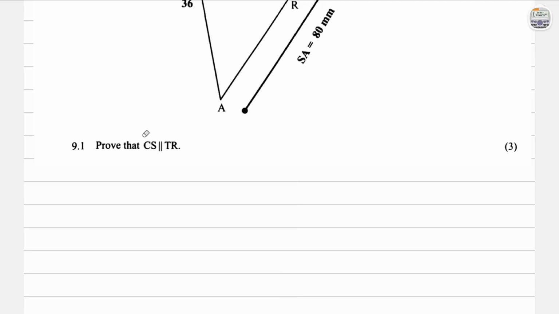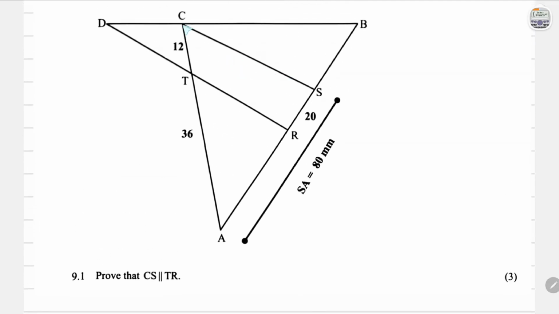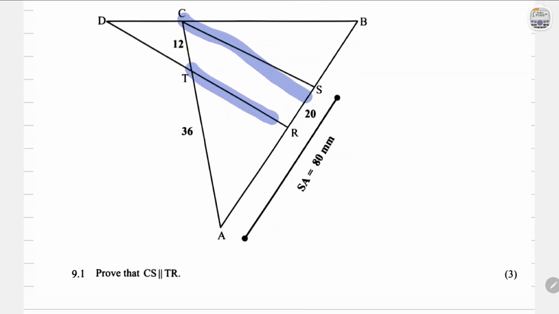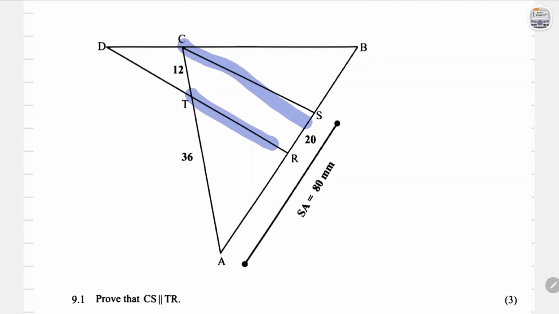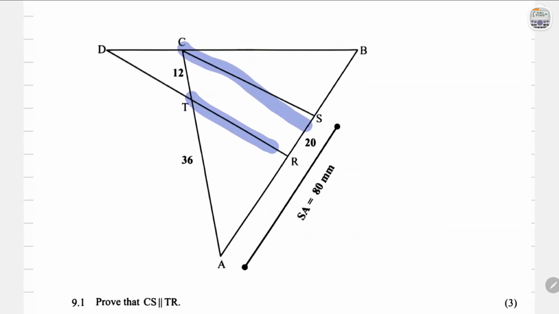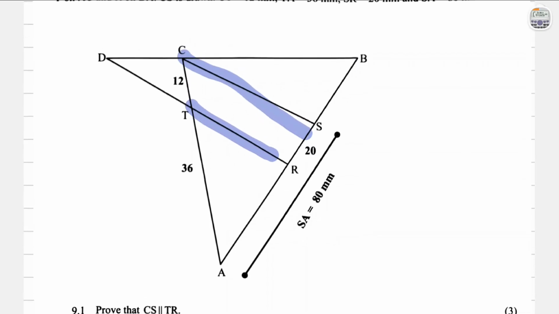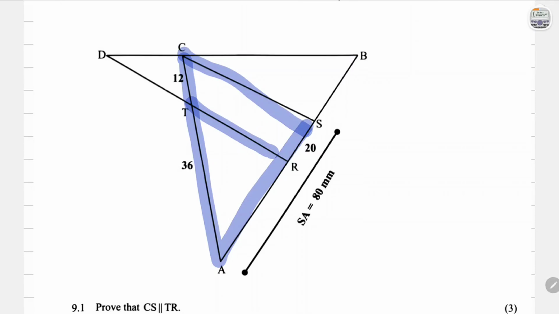Okay, so the first question is to prove that CS is parallel to TR. Let's go ahead and look at that. You know that we're not going to use fun angles here because they haven't given you any angles at all. We're just going to have to use the lines. And since we have to use lines and you can see we have triangles, you're going to have to use the proportionality theorem. If we can show that the proportionality theorem is working here, then it will prove that these two lines really are parallel.